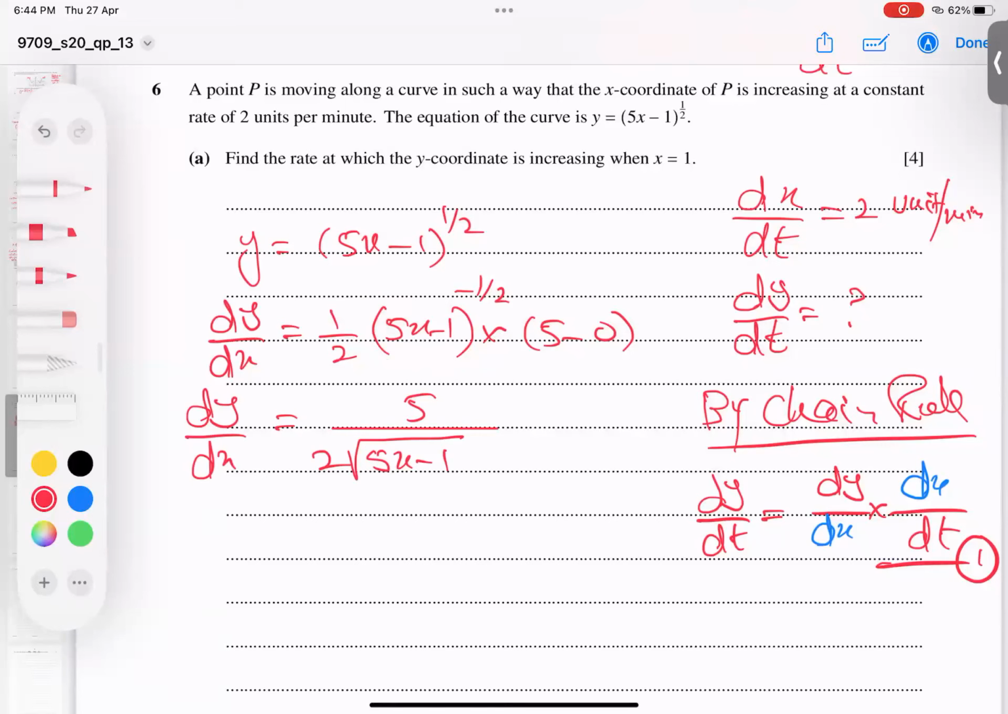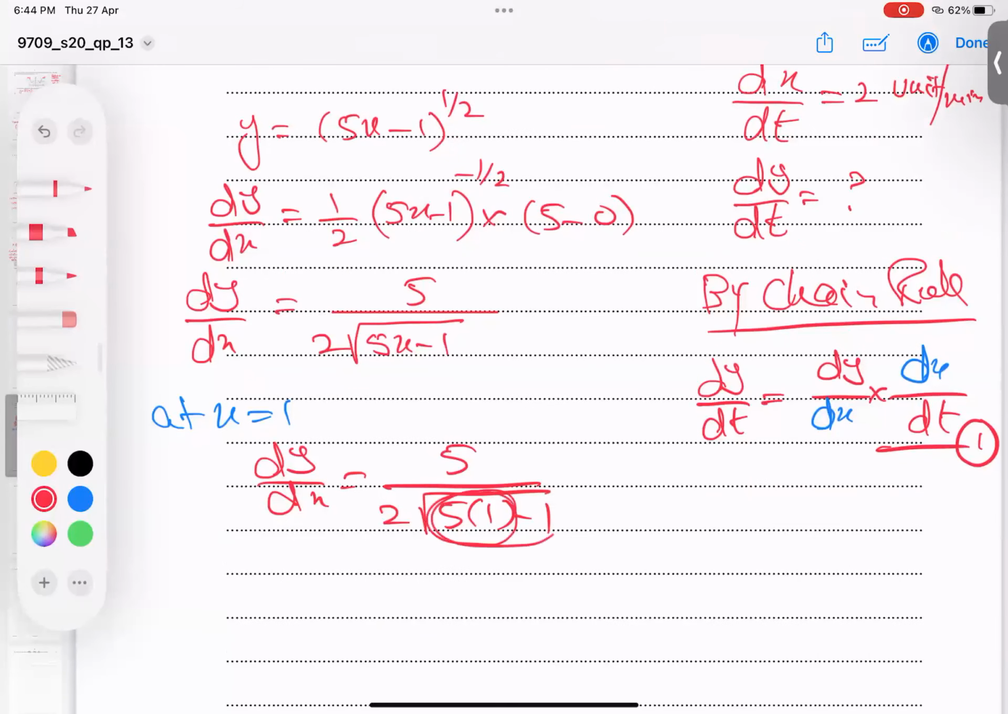Okay, now finally, he said when x is 1. So I'm putting x equals 1. When I put 1, dy over dx, I'm getting 5 over 2 root of 5 times 1 minus 1. 5 minus 1 is 4. The root of 4 is 2, and 2 times 2 is 4. So 5 upon 4.